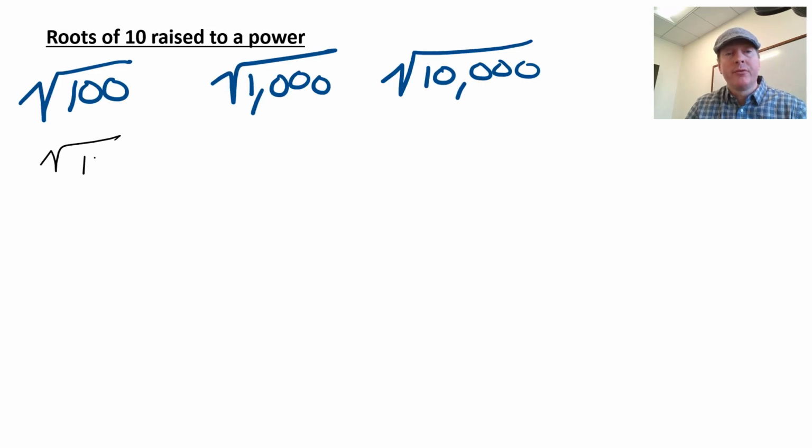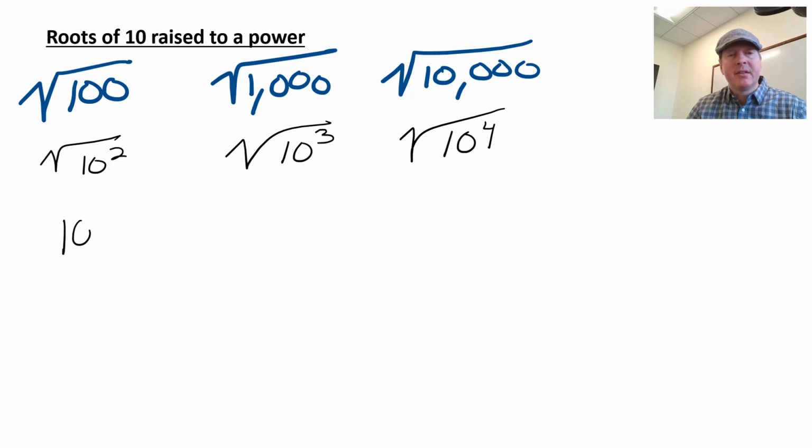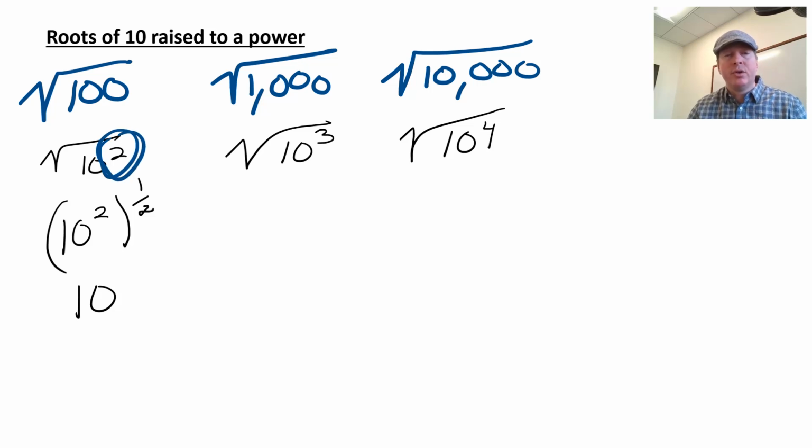Let's talk about the number 10 raised to an exponent and the roots of 10 when it's raised to an exponent. The square root of 100 is the same thing as the square root of 10 squared. The square root of 1,000 is the same thing as the square root of 10 cubed, and then 10,000 is 10 to the 4th. Well, the square root of 10 squared is the same thing as 10 squared to the power of 1/2, which is 10 to the 1. It's simply 10. So the moral of the story: if the exponent is 2, you take 1/2 of that, and it's 10 to the 1.